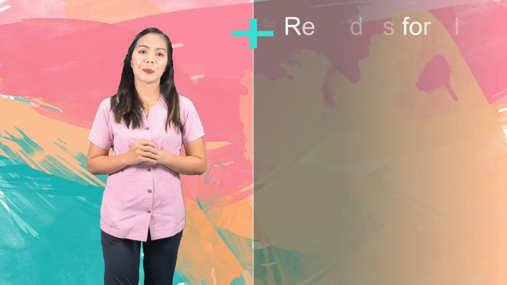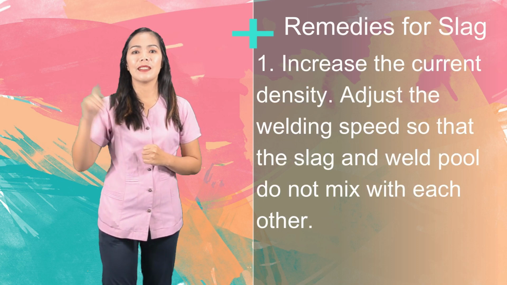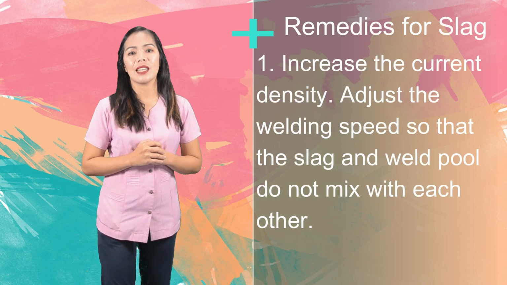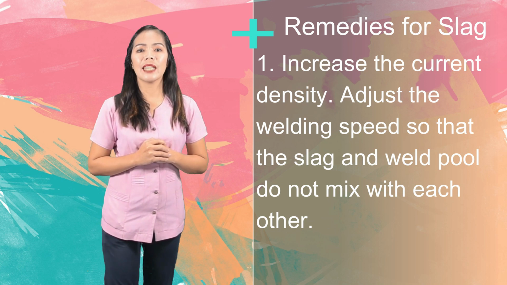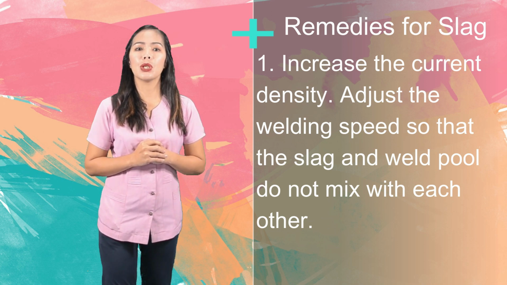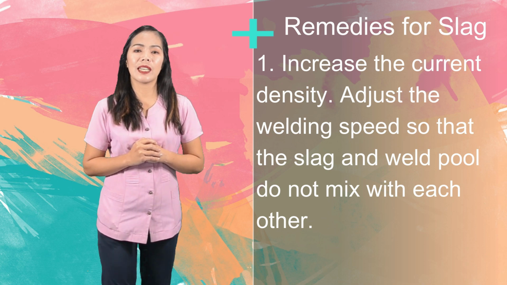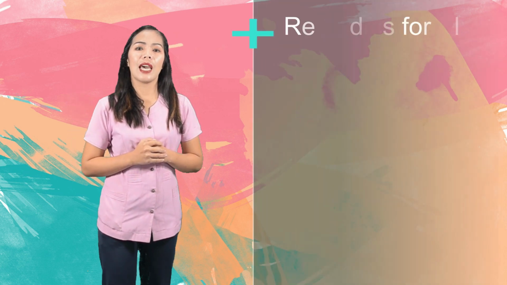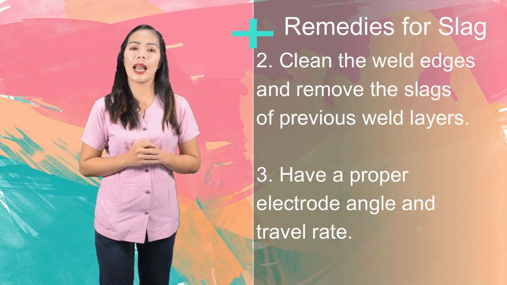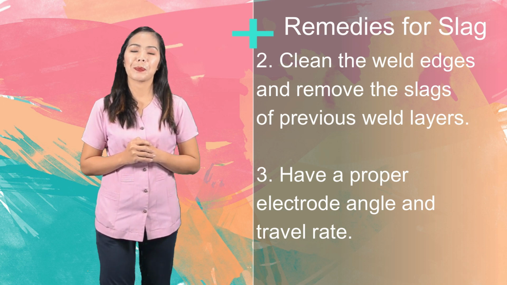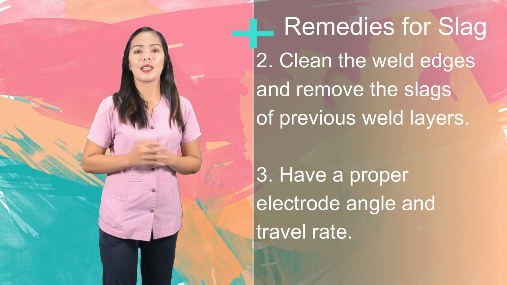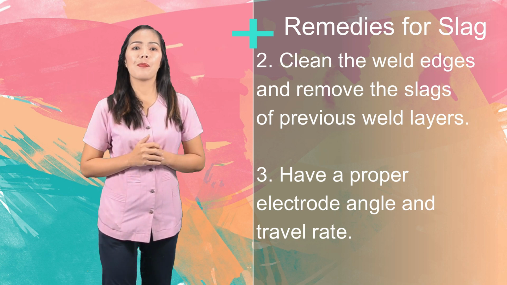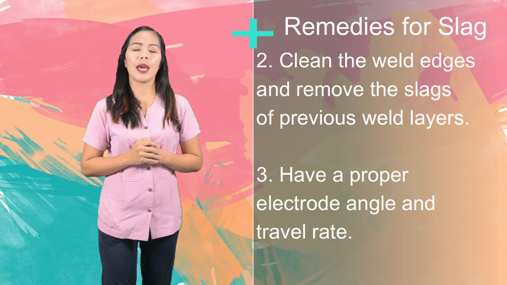Remedies for slag inclusion. Number 1. Increase the current density. Adjust the welding speed so that the slag and weld pool do not mix with each other. Number 2. Clean the weld edges and remove the slag of previous weld layer. Number 3. Have a proper electrode angle and travel rate.